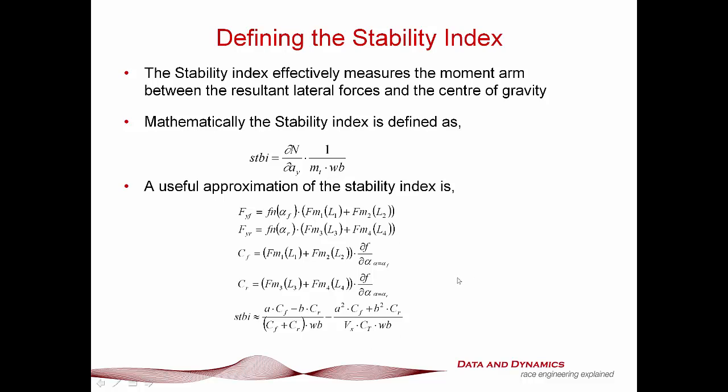However, if you need to do some hand calcs on this, and I'd really encourage you to do this, and I expand on this in one of my most recent Racecar Engineering articles, if you need a quick and dirty approximation, this little puppy here: (A times CF minus B times CR) divided by (CF plus CR), multiplied by the wheelbase, gives you a really quick and dirty approximation. In my article in Racecar Engineering, I go into a little bit more depth about that.